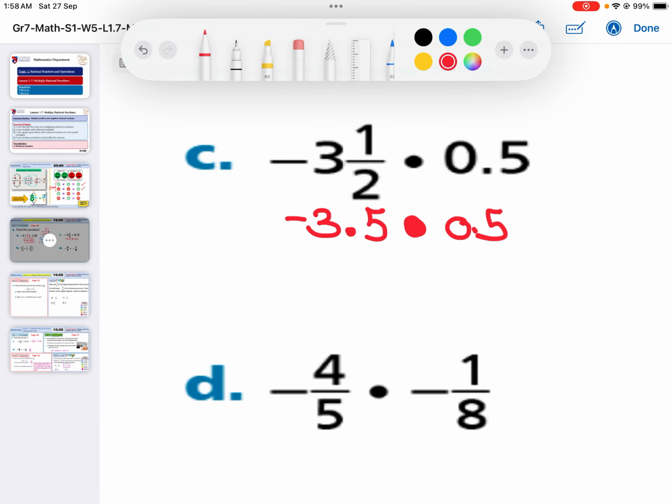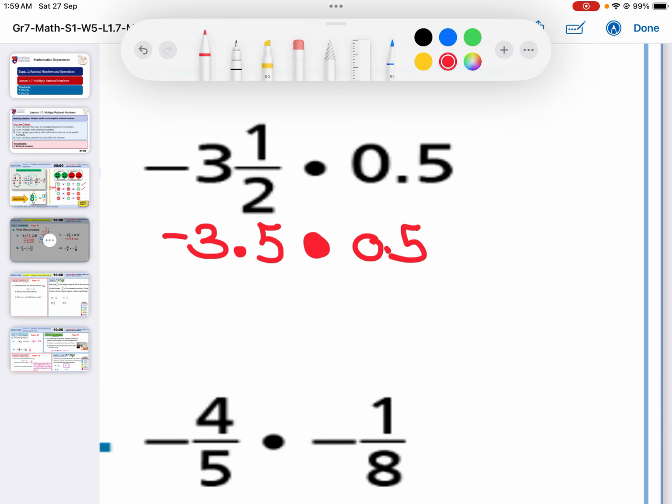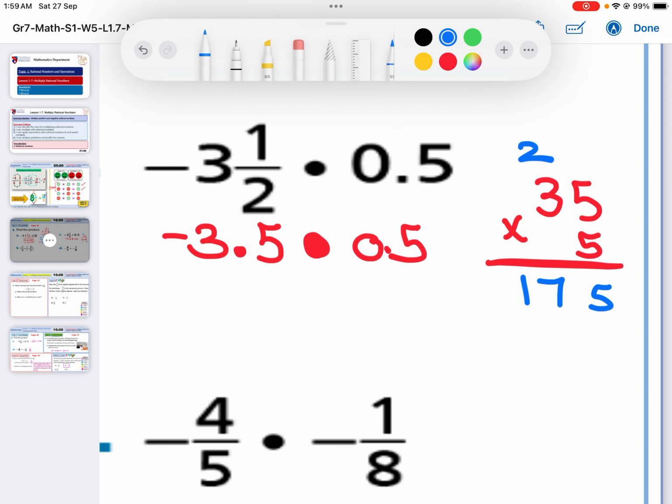Now we're going to go to the side and multiply. This will be the same as multiplying 35 times 5. Let's go. 5 times 5, that's 25. 5 by 3, that's 15, plus 2, that's 17. I'm done. So again, step 1, multiply like you multiply whole numbers. Step 2, count the decimal places. As you can see here, I have 1 and 2 decimal places. Decimal places means how many digits you have after the decimal point.